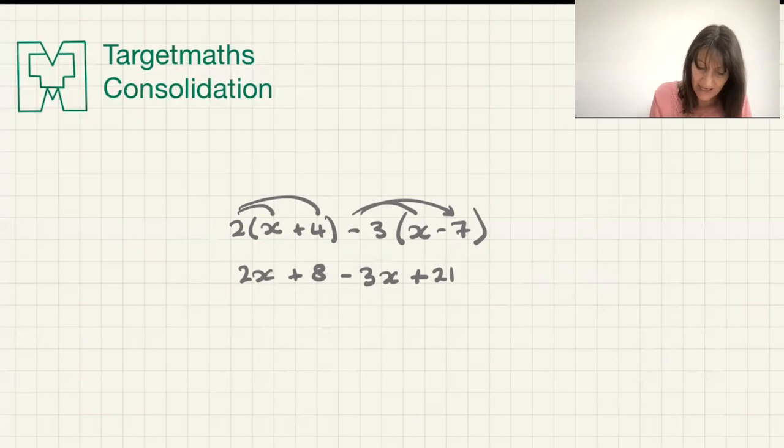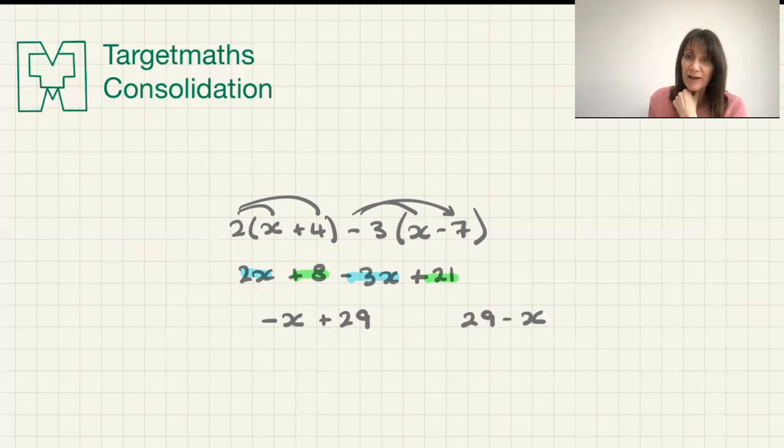Okay, collect up your x's. So I've got 2 x's and it says take 3. Well, 2 take 3 is minus 1. So I've got minus x, minus 1x. Look at the numbers. I've got 8 and 21. 8 plus 21 is positive 29. And that would be the answer to that. If you wrote it that way round, that would be fine as well. It's the 2 correct terms, and that's what they're looking for.